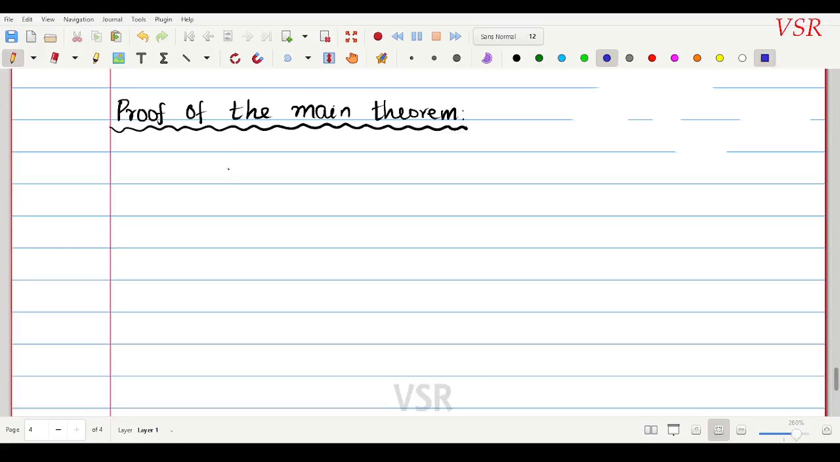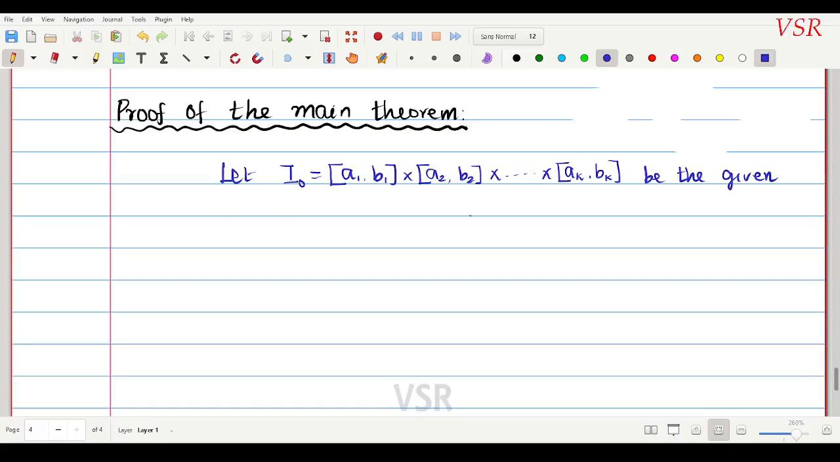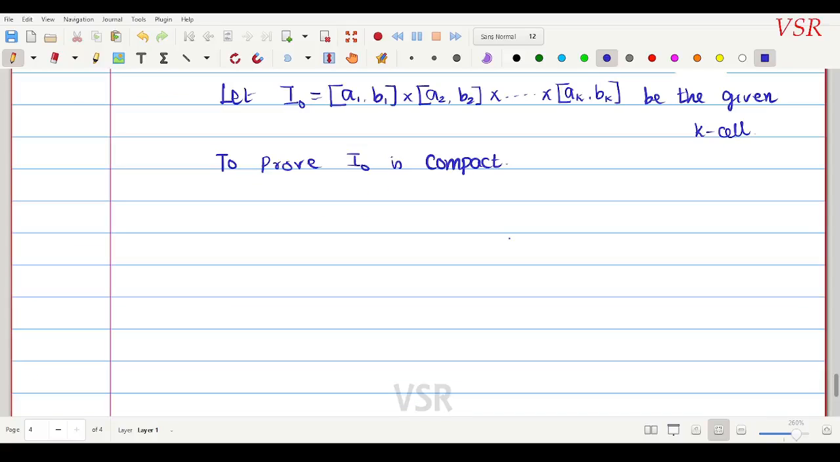Okay, let capital I0 which is equal to closed interval A1 B1, cross, I'll take it to be A2 comma B2, cross dot dot dot cross, this is AK BK, be the given K cell. இப்போ என்ன ப்ரூஃப் பண்ண போறேன் அப்படின்னா, we need to show that this is compact அப்படின்னு ப்ரூஃப் பண்ண போறேன். So to prove this I0 is compact. Okay, suppose not. Suppose I0 is not compact.